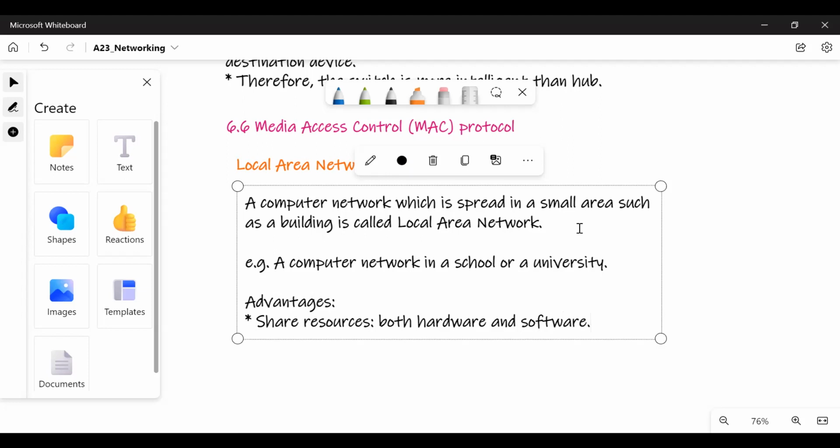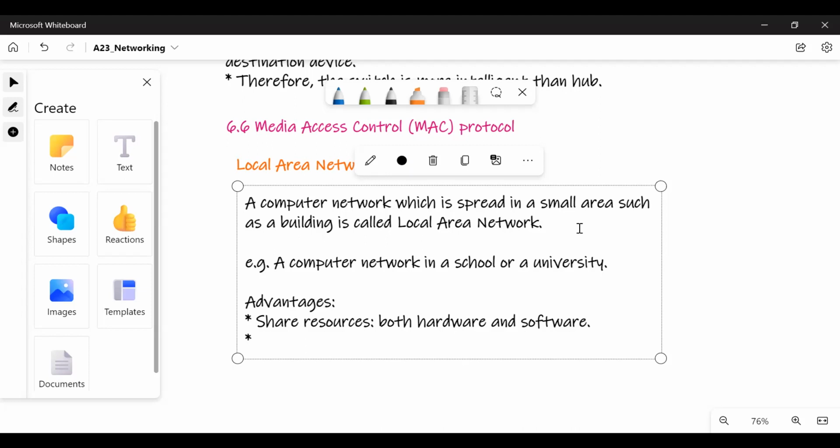For example, you can have a printer in a network, and all the computers in the network can send print jobs to it. And when you want to purchase software, you can purchase it for one machine, and the other computers in the network can access that.